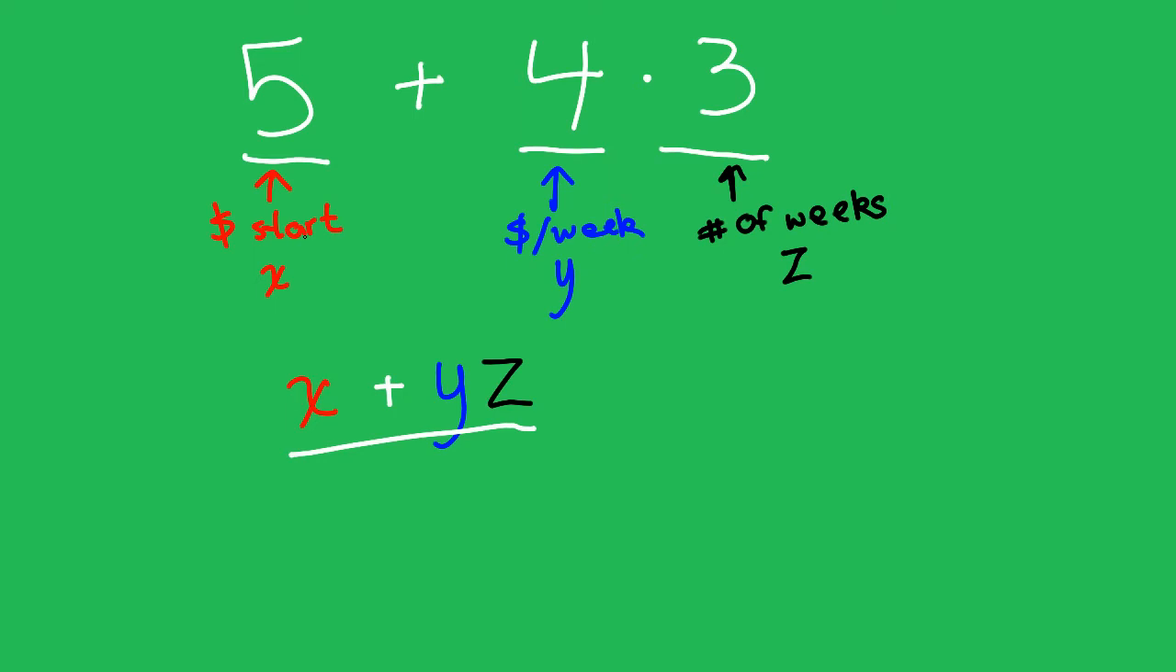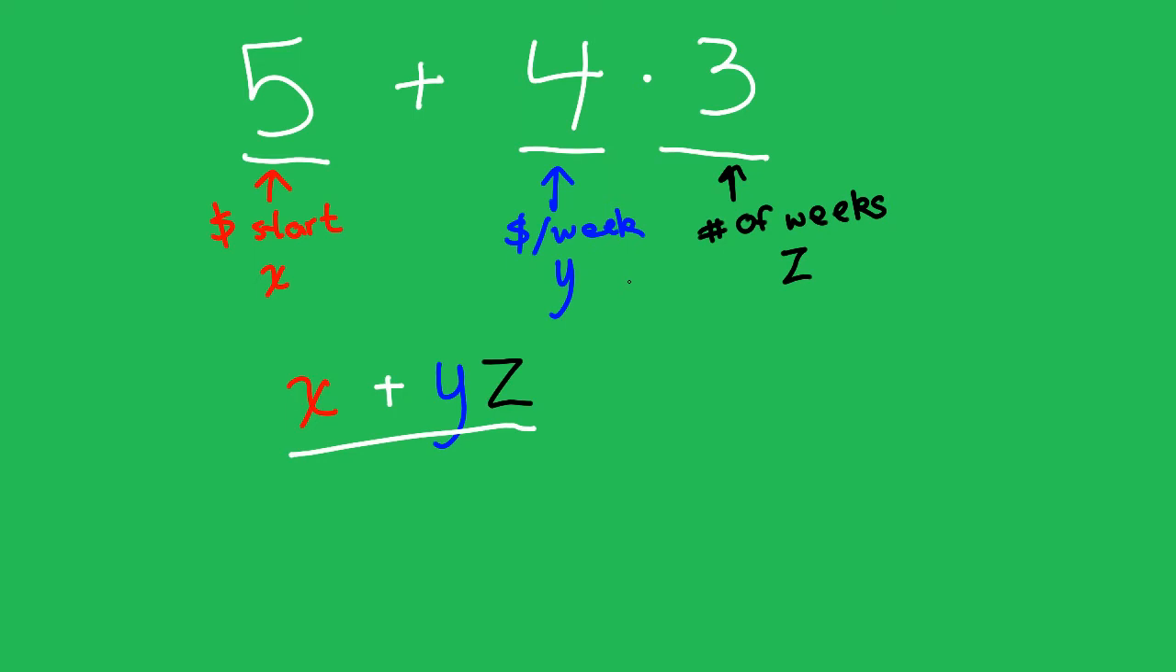meaning that anybody who is saving can use it. They just plug in how much money they start with for x, how much money they get per week for y, and the number of weeks they've been saving for z, and they can calculate how much money they've saved. But this might not be useful for you.